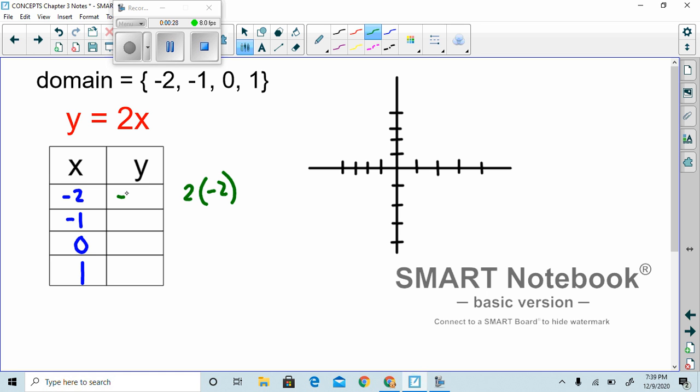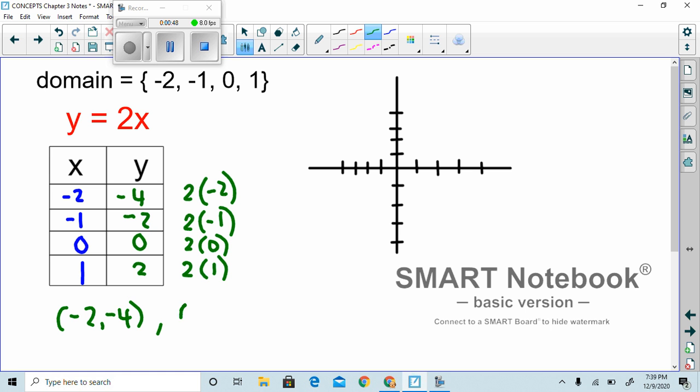and we'll see the first one will give me a -4. I'll take that 2 times -1, that will give me a -2. 2 times 0 is 0, and 2 times 1 is 2. This has created or generated some ordered pairs for us to graph.